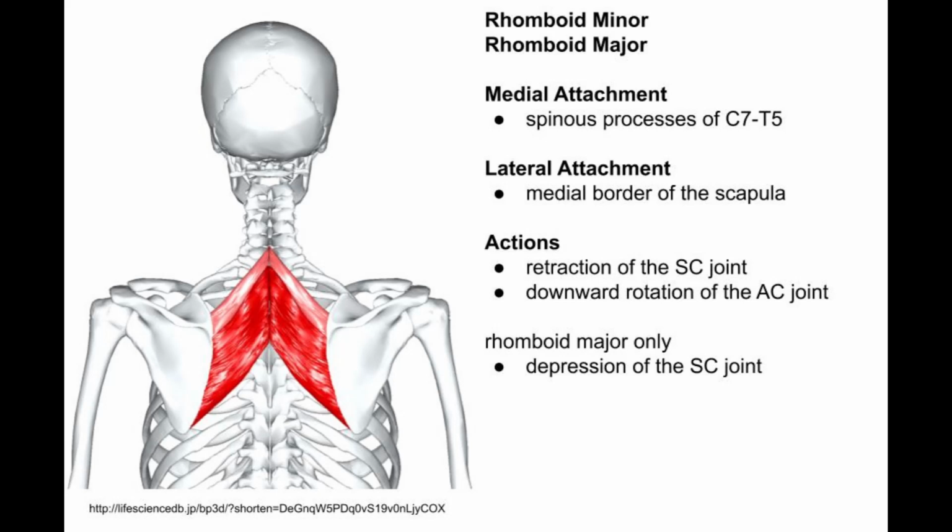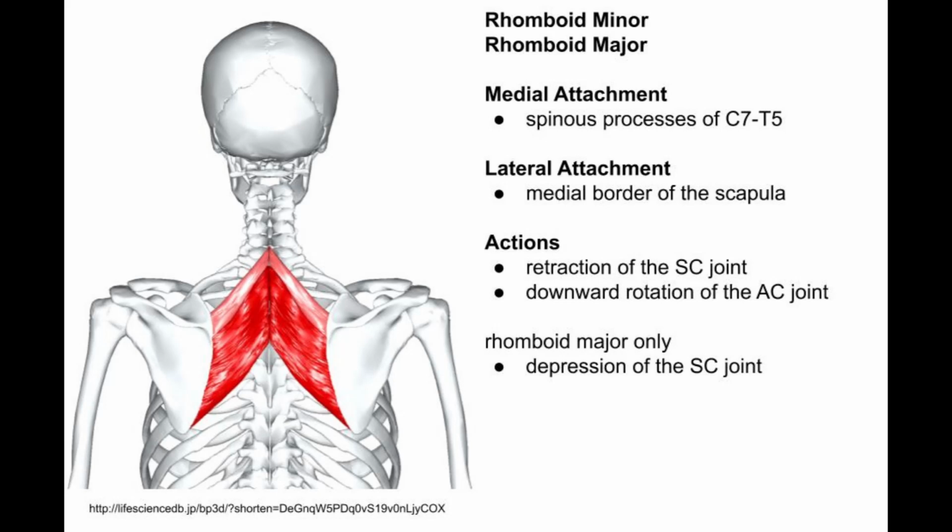The primary actions of both muscles include retraction of the SC joint. So this is retraction of the clavicle at the SC joint in the transverse plane along a vertical axis. And they do downward rotation of the AC joint. So that is downward rotation of the scapula at the AC joint in the frontal plane along an anterior-posterior axis.